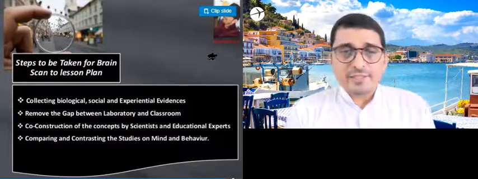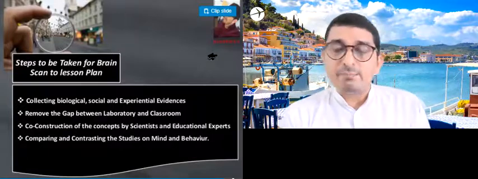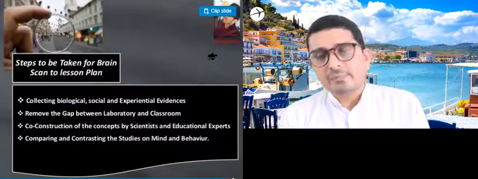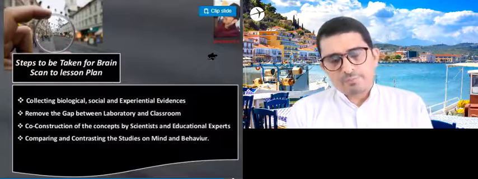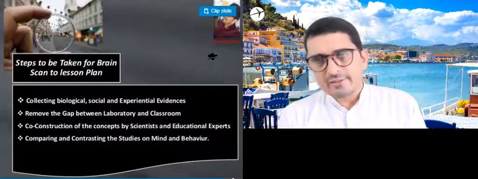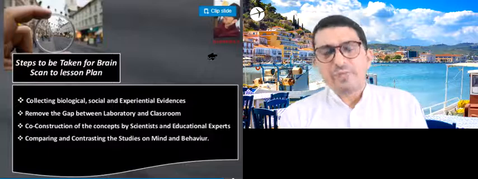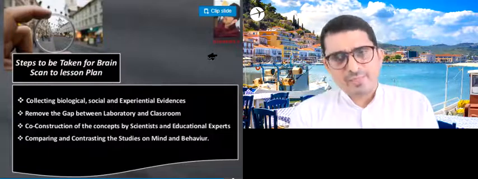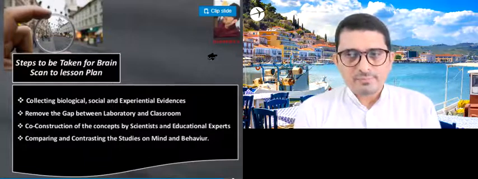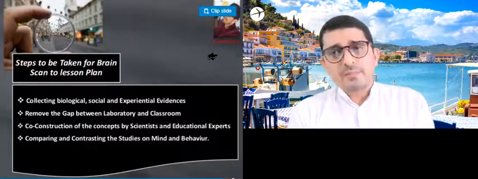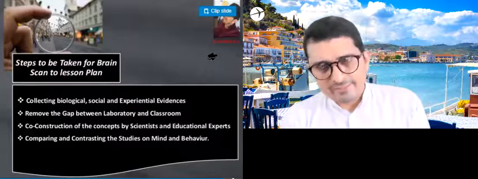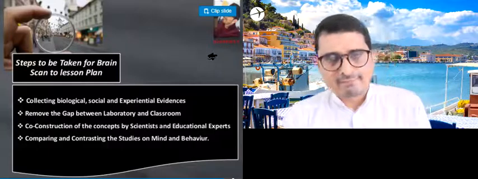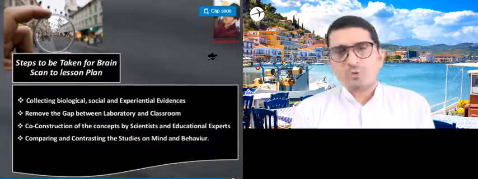Then comparing and contrasting the studies on mind and behavior. We should make more and more studies on mind and behavior, and whether we can make use of medical treatment for eradicating some problems of our mind and such things. And these are some steps to be taken for brain scan to lesson plan.